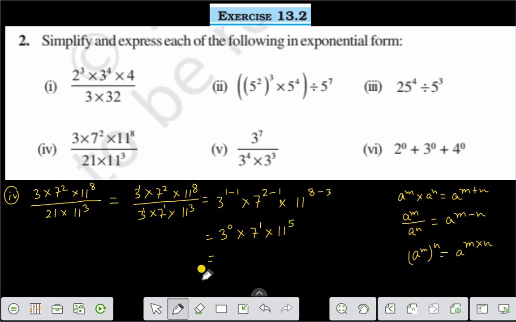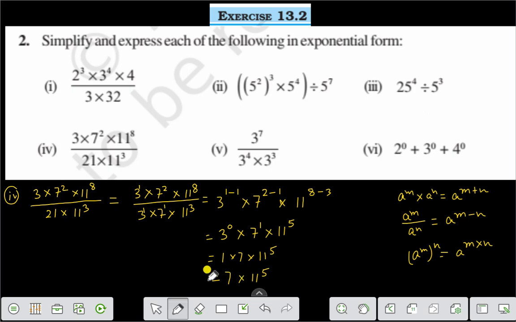And we know that 3 to the power 0 is equal to 1, right? That is 1. 1 into 7 to the power 1 means 7, and 11 to the power 5. Therefore, you can write it as 7 into 11 to the power 5. The answer is 7 into 11 to the power 5. Right? This is the answer of question number 4.